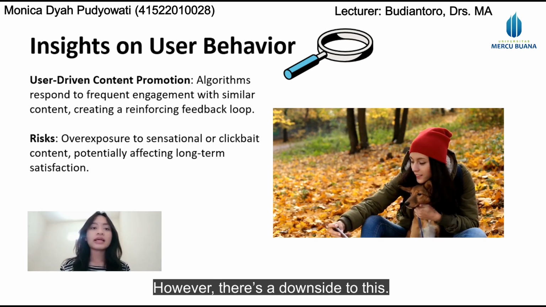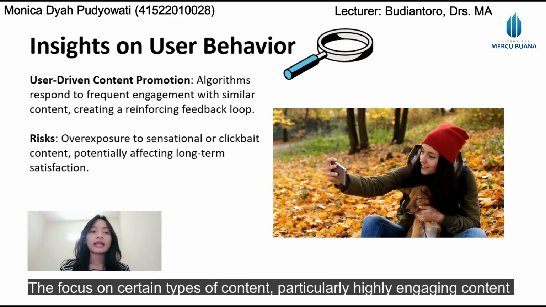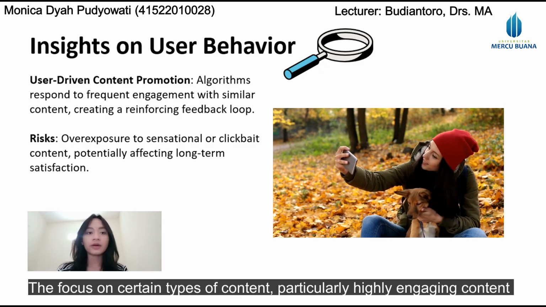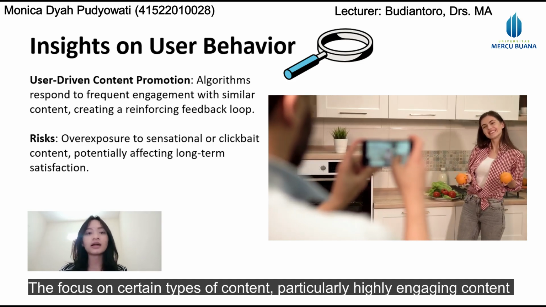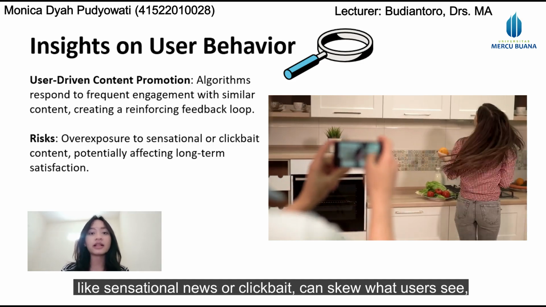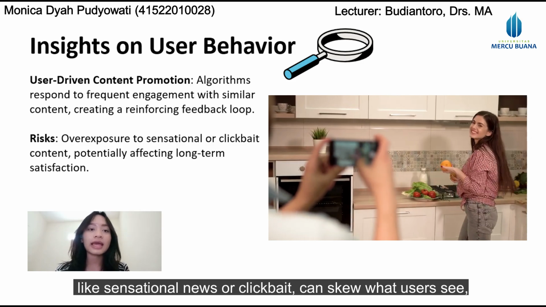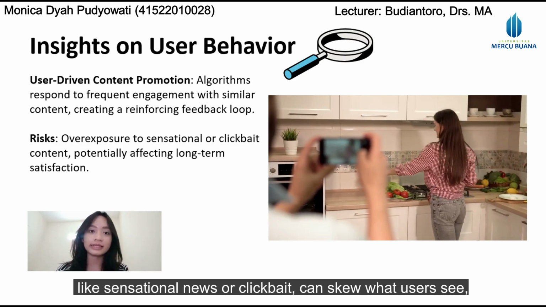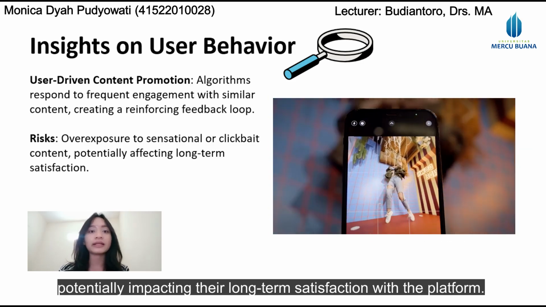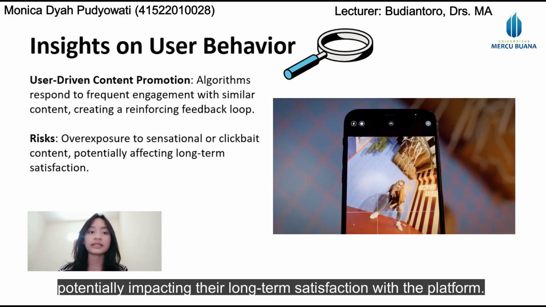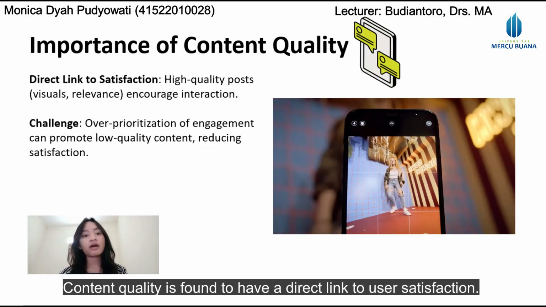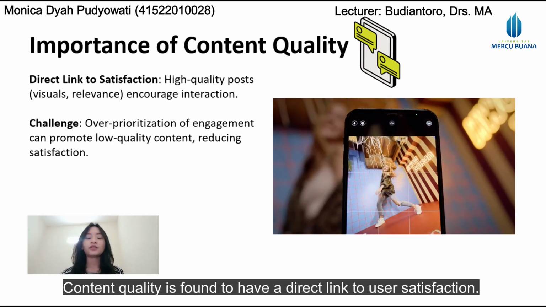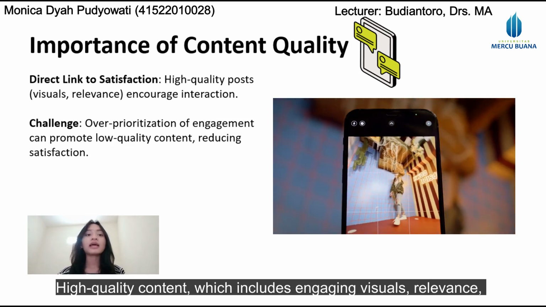However, there is a downside to this. The focus on certain types of content, particularly highly engaging content like sensational news or clickbait, can skew what users see, potentially impacting their long-term satisfaction with the platform. Content quality is found to have a direct link to user satisfaction.